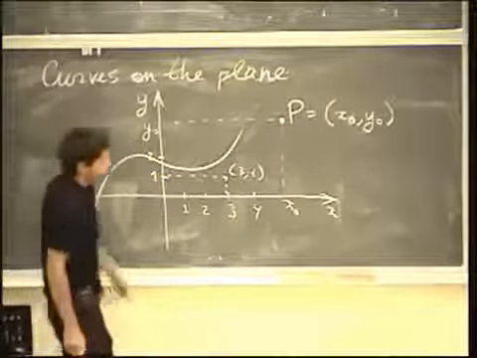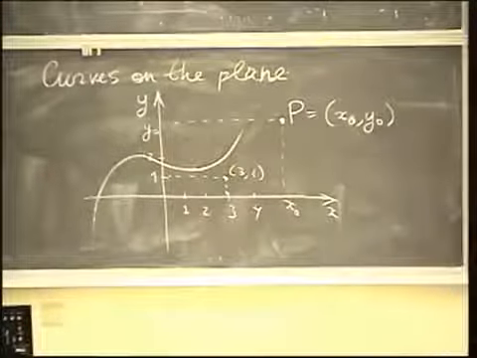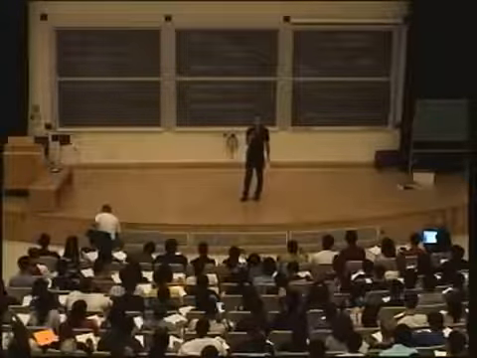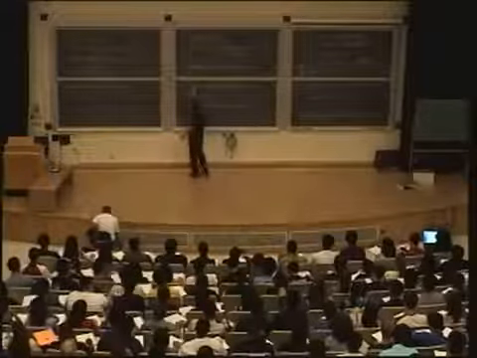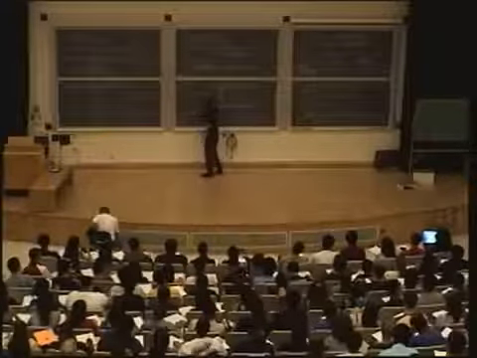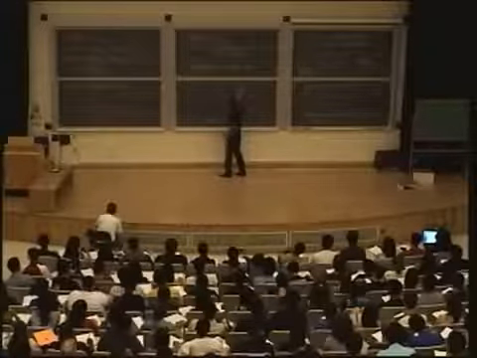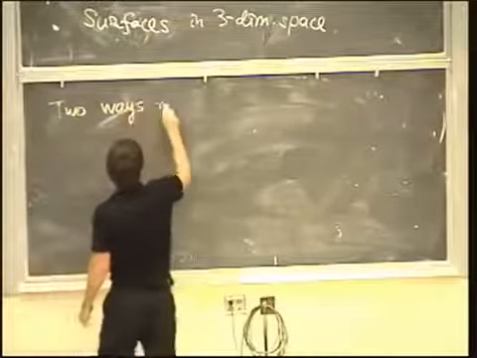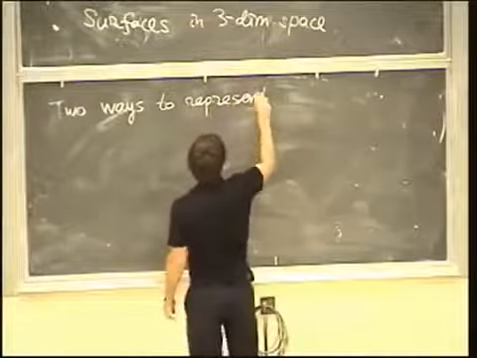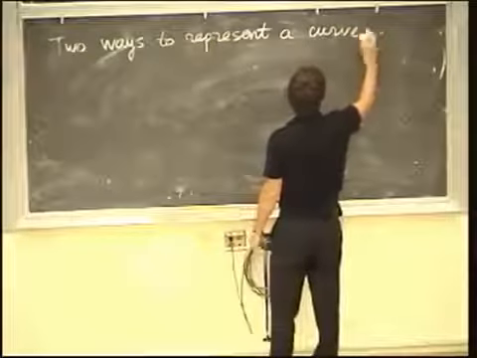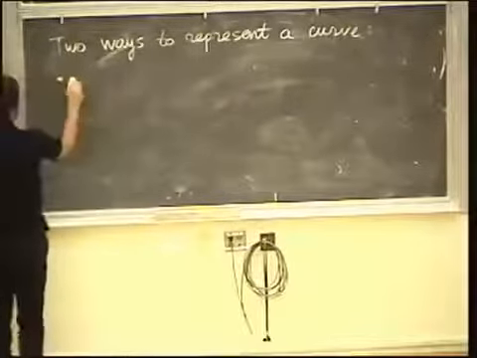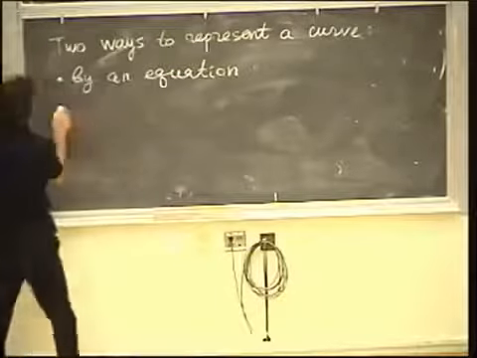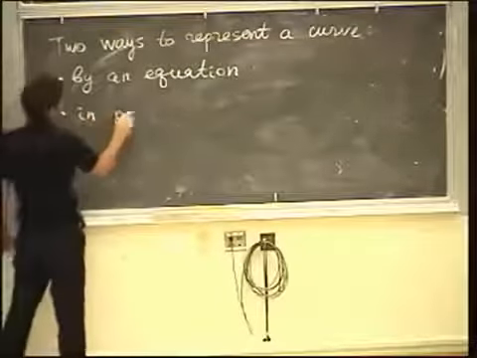How would we represent a curve? This is a very important question because already here you see the main tools for representing geometric objects mathematically. Essentially, there are two ways. One is to write equations, and the other way is to parameterize your object. So two ways to represent a curve: one is by an equation, and second is in parametric form.